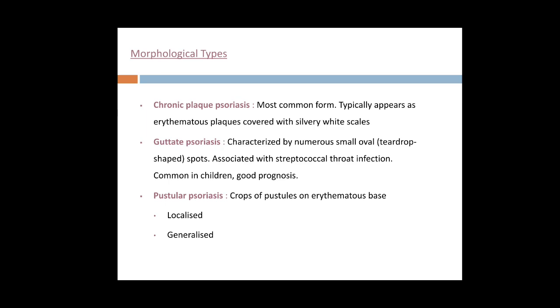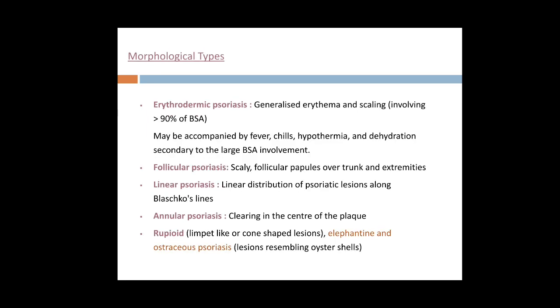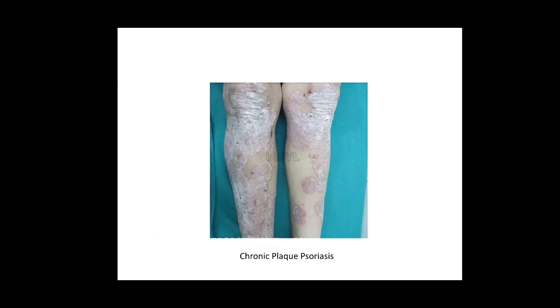Coming to the morphological types, these are classified as chronic plaque psoriasis, guttate psoriasis. Guttate psoriasis is most common in children and usually affected by infections like streptococcal. Pustular psoriasis, erythrodermic psoriasis, follicular psoriasis, linear psoriasis, annular psoriasis, and Rupioid type of distributional morphological psoriasis.